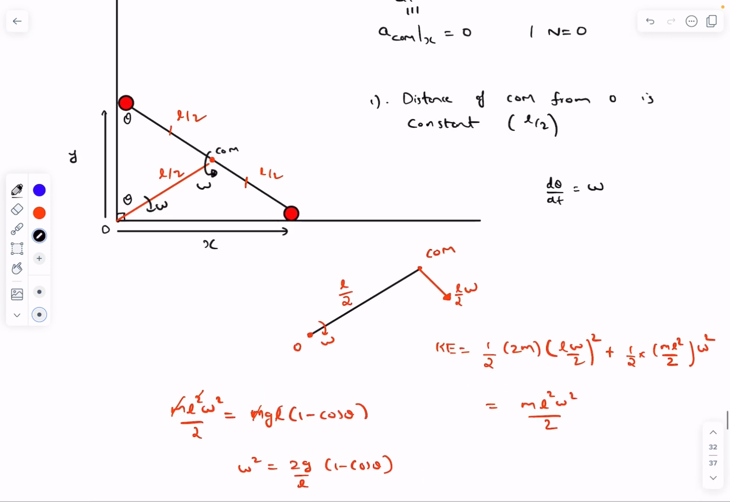So this particular geometrical property actually made the analysis very easy. An alternate approach, which is going to be lengthier than this, would be to write the coordinates of the center of mass in terms of theta, then differentiate it twice and find ax. And once you find ax, you set it equal to 0. So that's one way to do it.